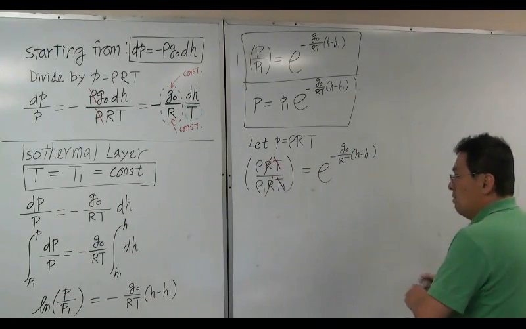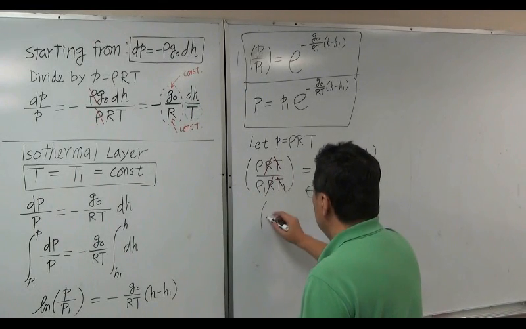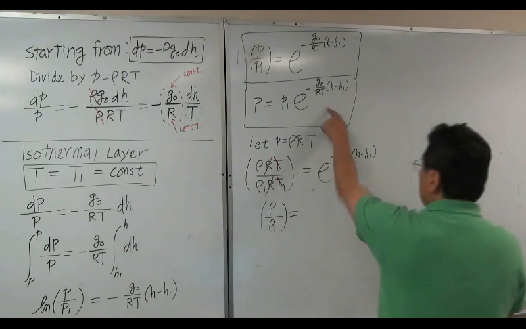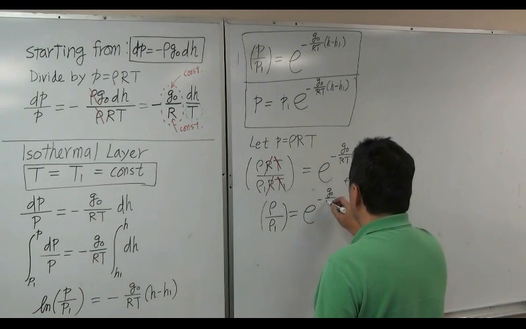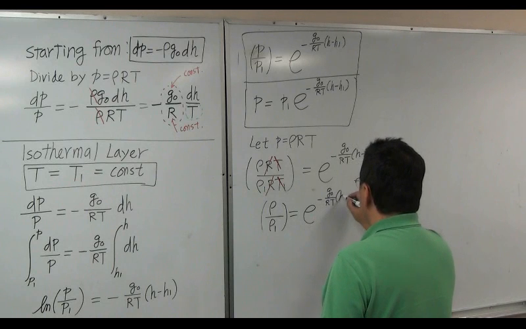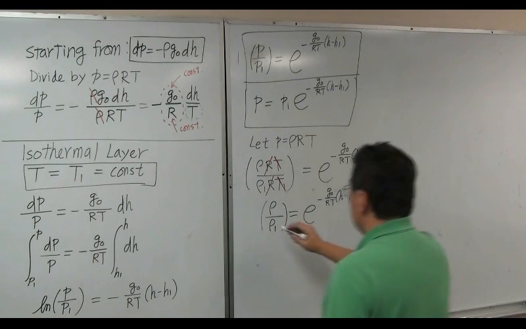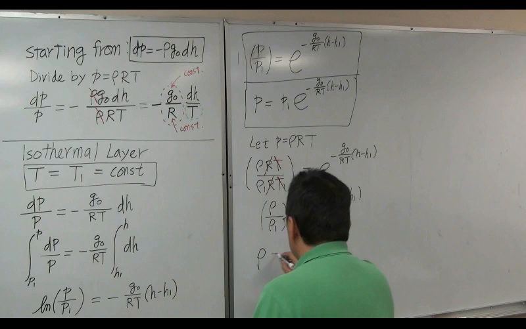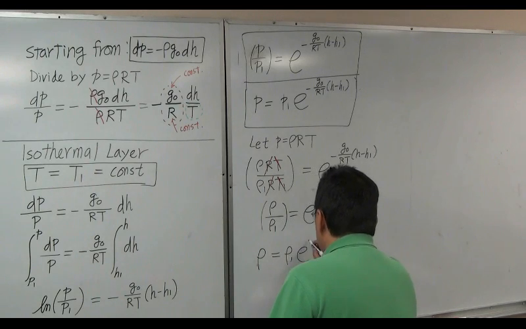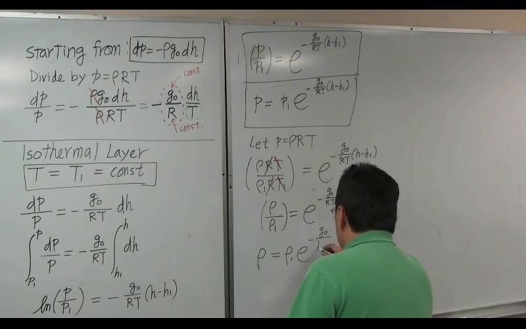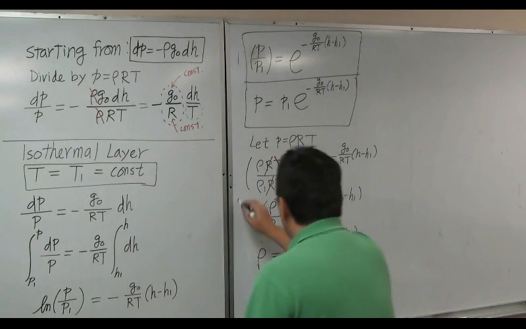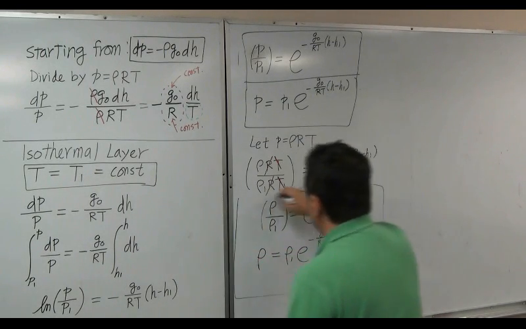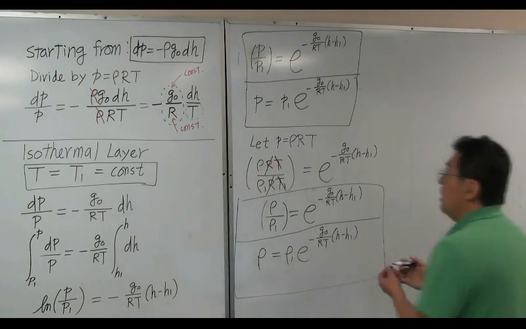What do you mean by that? That means density rho over density rho 1 is equal to the same equation. Same equation, huh? In other words, rho is equal to rho 1 times the exponential of minus g0 over RT times h minus h1. So those two are the equations we got.